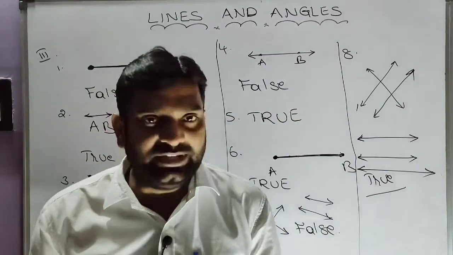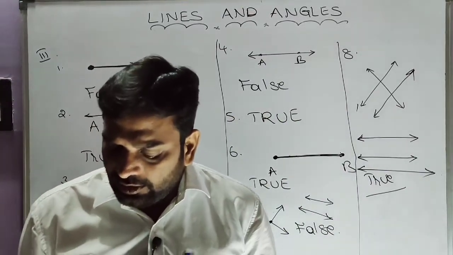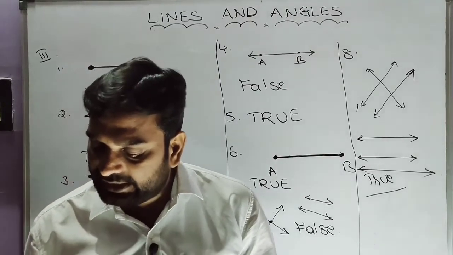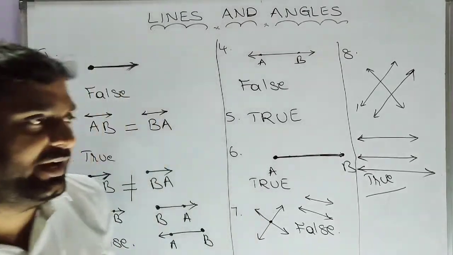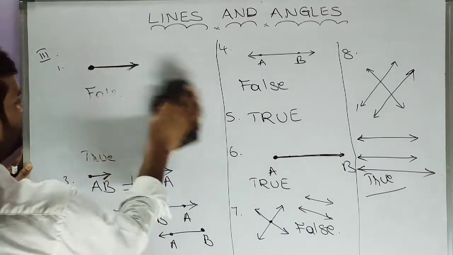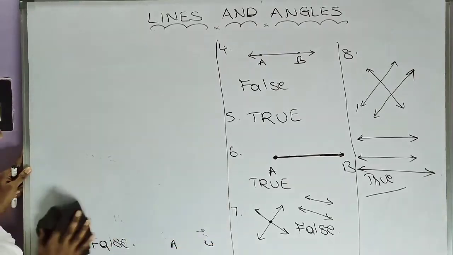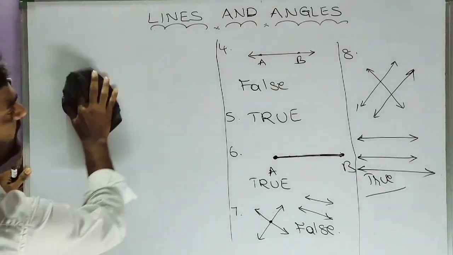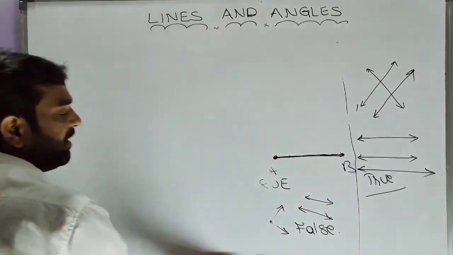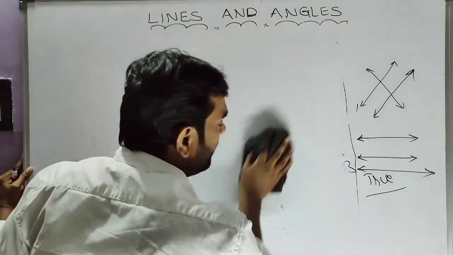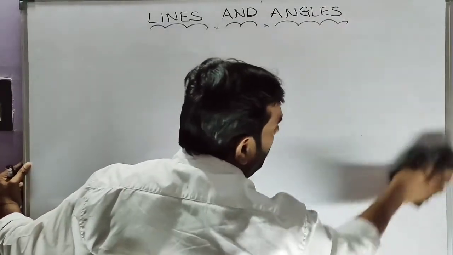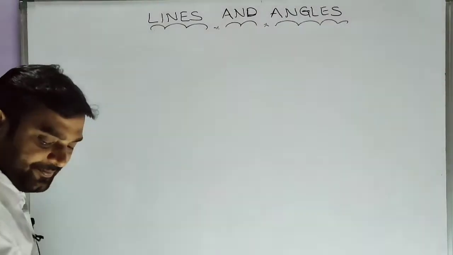Okay, hope you are clear. Next, what is the angle between two hands of the clock when the time is 9 o'clock? At the time of 9 o'clock, what is the angle between the two hands? Now listen, in a clock, how many hours are there in total? 12 hours. The clock is in the shape of a circle. Round the clock, 360 degrees.